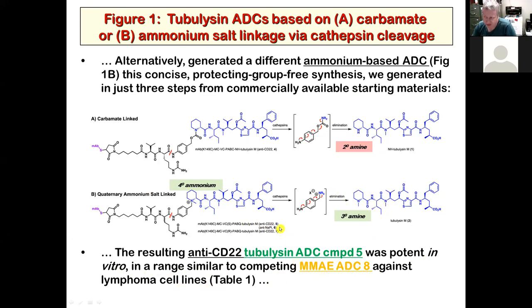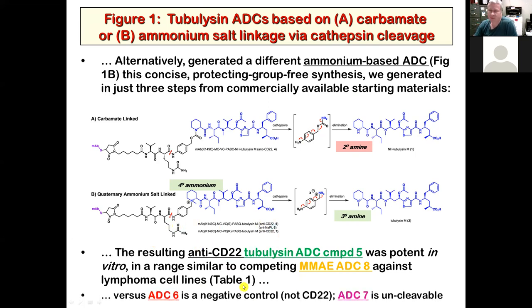Okay, so that's a good start. They were able to show that in cell culture, compound five actually worked. Okay, so then we have two other controls here. ADC6 is a negative control. So what is ADC6? I don't know if you can see it here, but what's the difference between ADC5 and ADC6? ADC6 has a different antibody, NAPI, which is just a different protein.